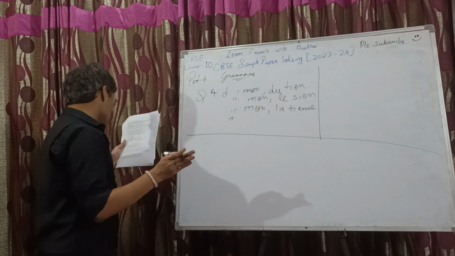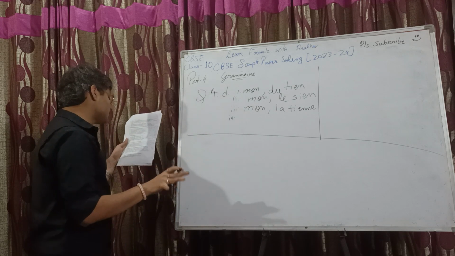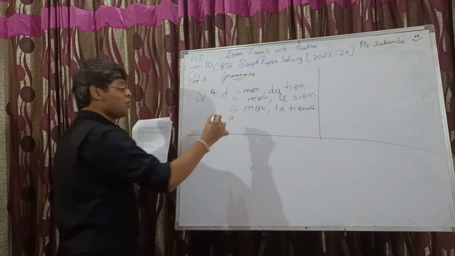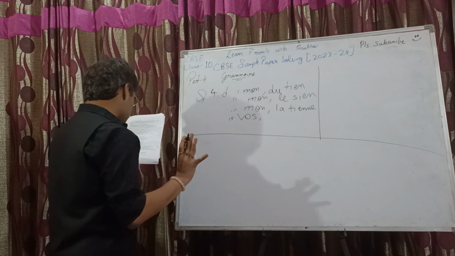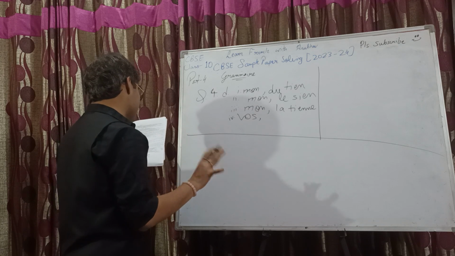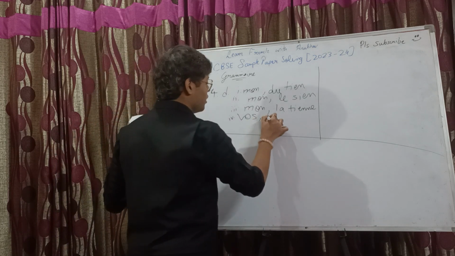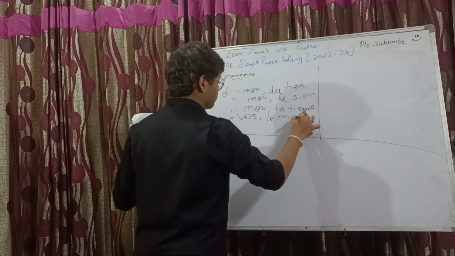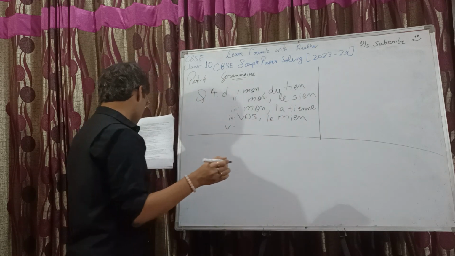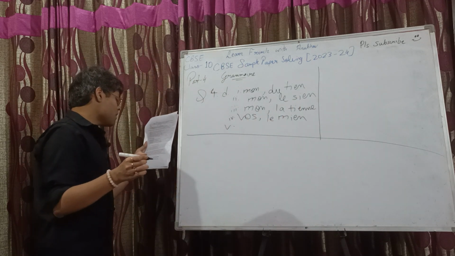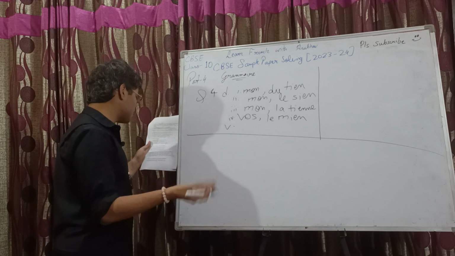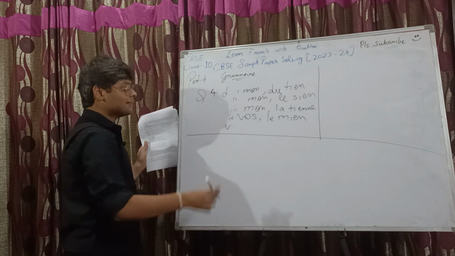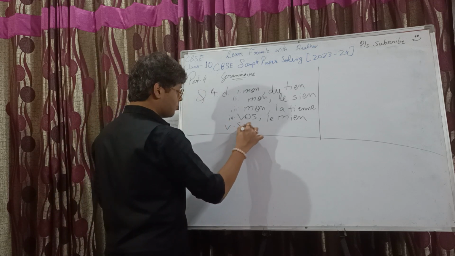Fourth one: Vous avez déjà complété dash devoir. You have already completed your homework. It's plural, that's why votre. Je n'ai pas encore fait la mienne. I haven't finished mine, la mienne. Samuel va envoyer les cartes à dash cousin. Samuel is going to send these cards to his cousins. So, ses cousins.